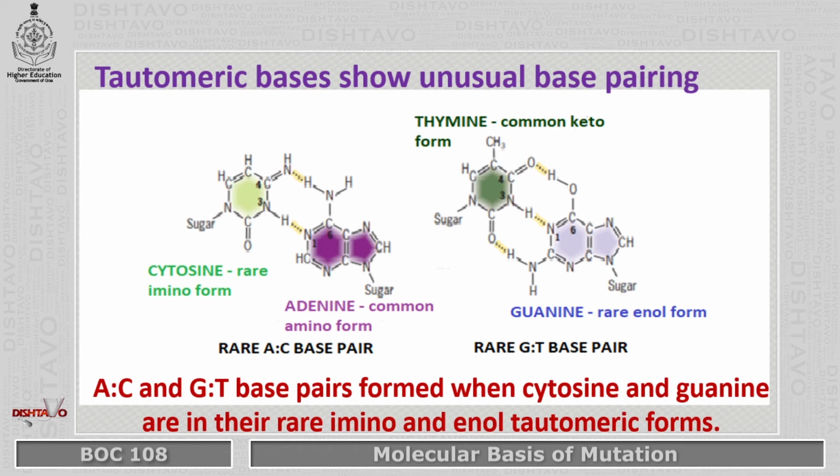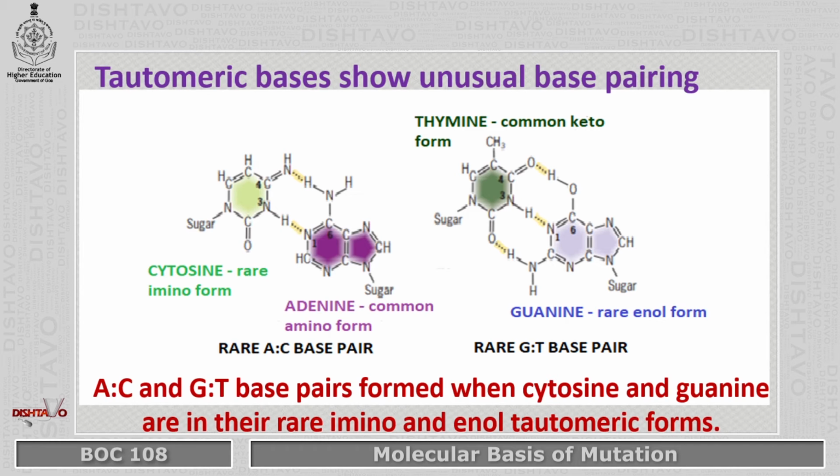Adenine pairs with cytosine instead of thymine, and guanine pairs with thymine instead of cytosine. So the net effect of such mismatched base pairing is that an AT base pair is changed to a GC base pair substitution, or a GC base pair is changed to an AT base pair substitution.